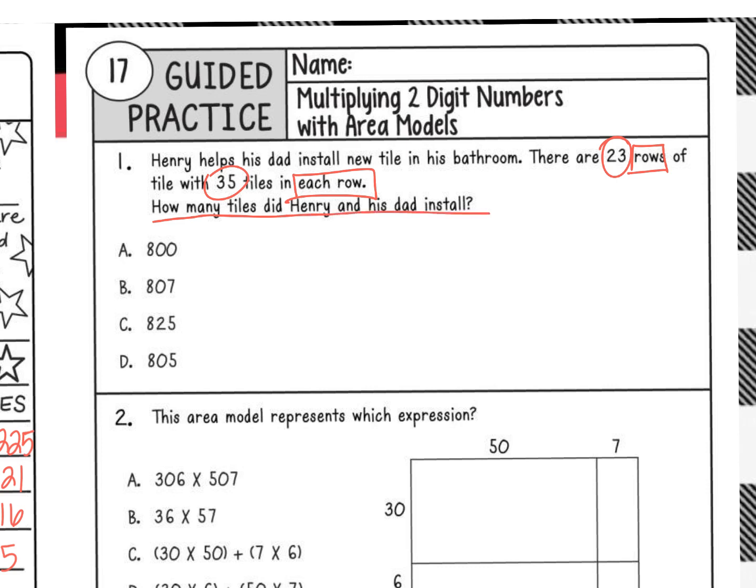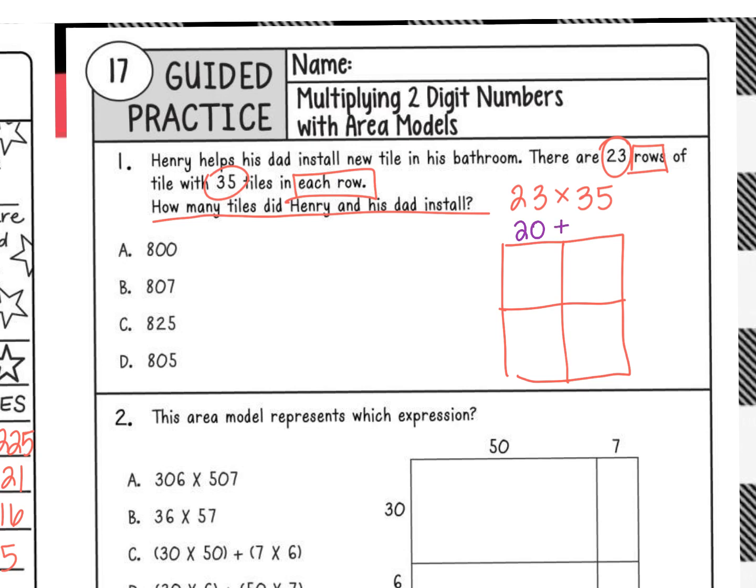So what am I doing? I'm multiplying 23 times 35. Right. To do an area model, I'm going to draw myself a box. I'm going to divide it into 4 parts. Now I want to break up each of these numbers. So let's look at the first number, 23. How do I break up 23? How many tens do I have? I have 2 tens, which equals 20, right? So I'm going to put 20 here.